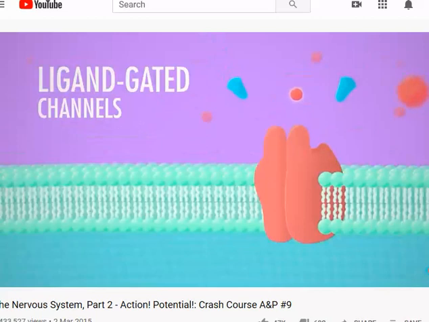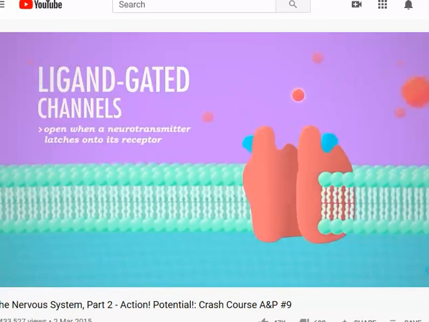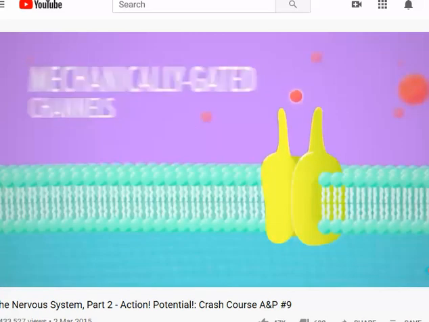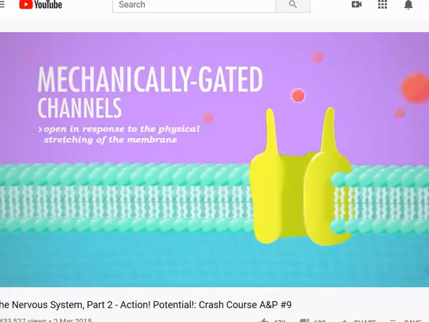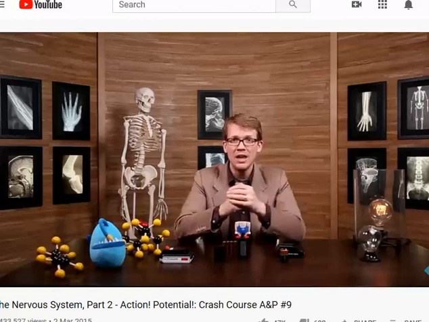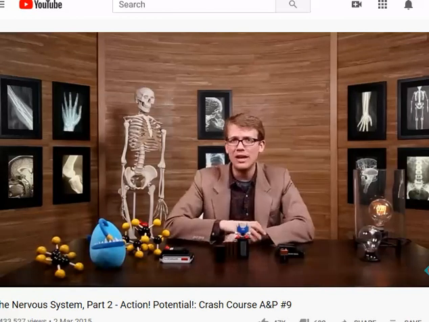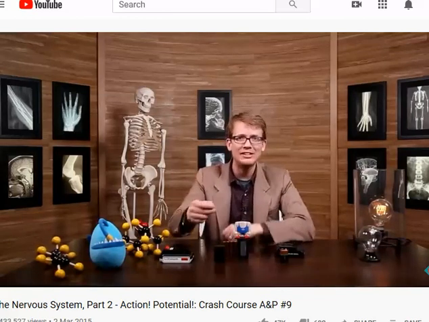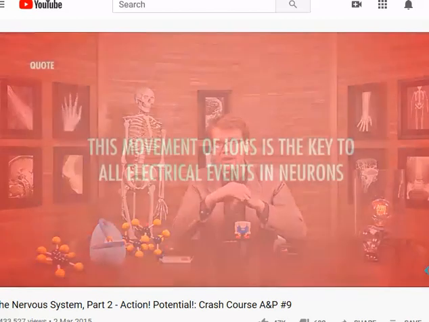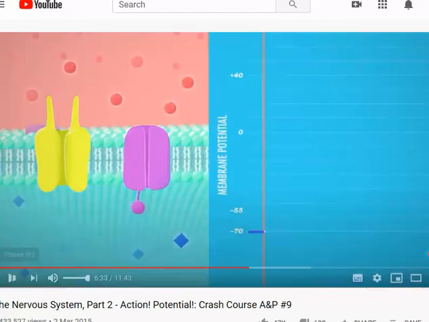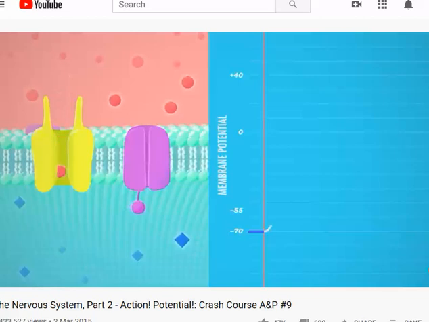But some others are ligand-gated channels. They only open up when a specific neurotransmitter, like serotonin, or a hormone latches onto it. Then we also have mechanically gated channels, which open in response to physically stretching the membrane. In any case, when the gates do open, ions quickly diffuse across that membrane down their electrochemical gradient, evening out the concentrations and running away from other positively charged ions. This causes sodium channels to open, increasing the charge inside the membrane.